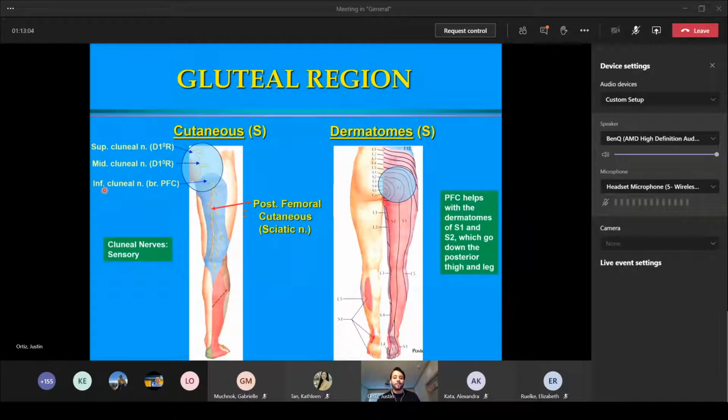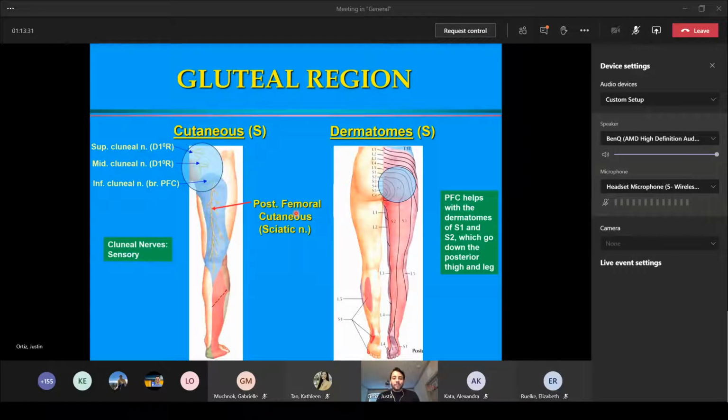So for example, the inferior clunial nerve is coming off of the posterior femoral cutaneous, right? So that's important to note because that's going to be the only one that's not coming from the dorsal primary rami. When I used to study for anatomy, I would point out major differences because I felt like those are the highest yield. But in regard to this, I would note that the inferior clunial nerve comes off the posterior femoral cutaneous.